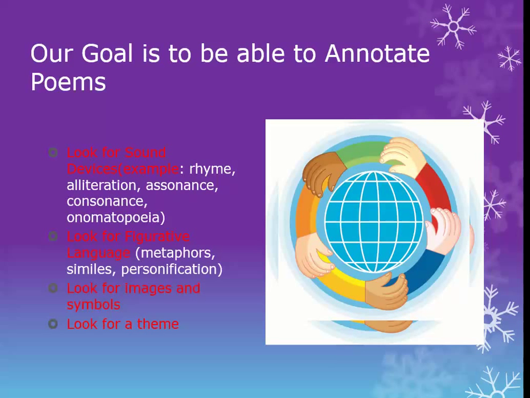So our goal is to be able to annotate poems. So what you're going to do is look for sound devices. For example, rhyming, alliteration, assonance, consonants, and onomatopoeia. Look for figurative language like metaphors, similes, and personification. You want to look for images and symbols. Sometimes you're going to have pieces of things in stories or in poems rather, that stand for more than what they are. So you also want to look for a theme. What is the message the author is trying to get across to you?